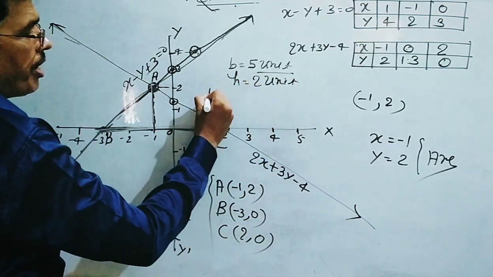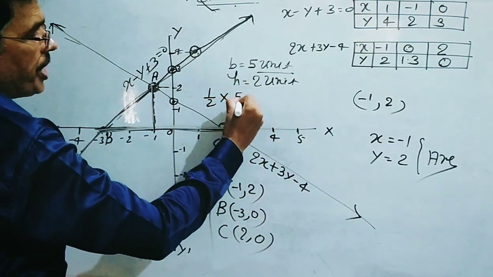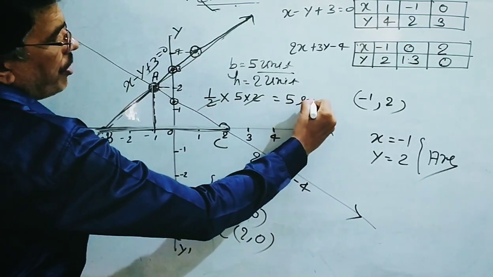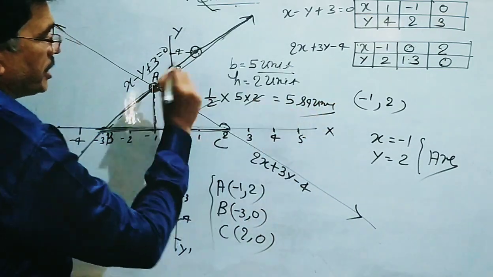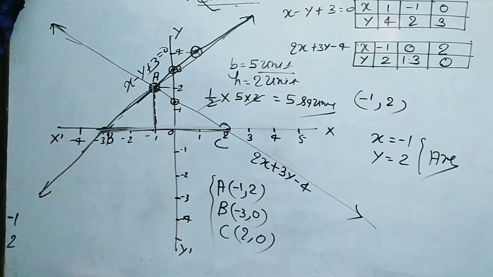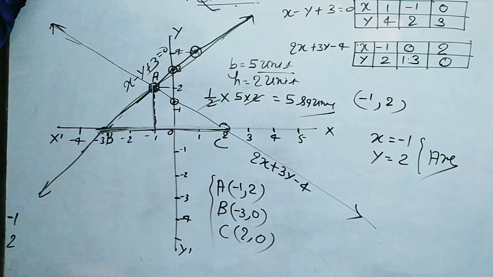So what is the area of the triangle? 1/2 × base × height. Cancel. That is 5 square units is the answer. That is the area of the triangle, and that triangle is formed with the help of these two lines and the x-axis. So this type of questions from 11 to 15 we try to solve with the help of these questions.